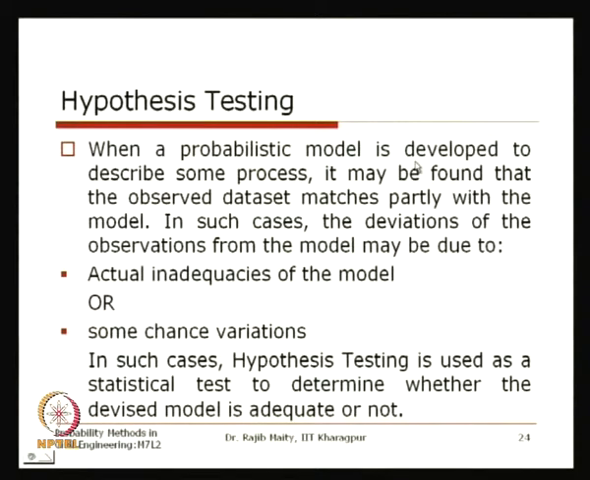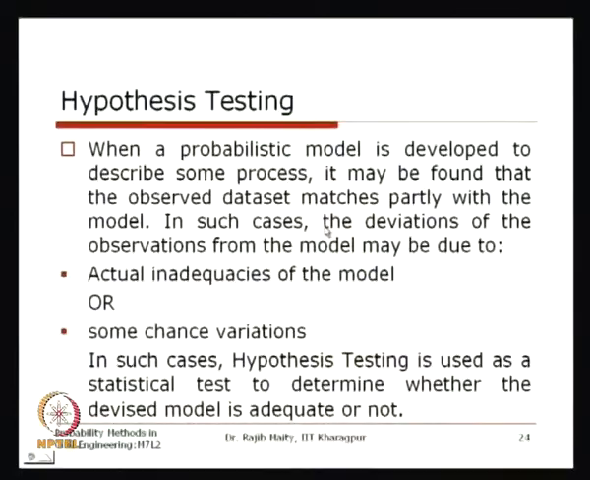For the probabilistic model which we have developed, it may be found that the observed data set matches only partly with the model. In such cases, the deviations of the observations from the model may be due to two causes: one is actual inadequacy of the model, or the other is some chance variation. If we can declare actual inadequacy of the model, then we have to seriously think about changing the model so that we can better explain the process. On the other hand, even though the model is correct, it will never match exactly with the observed data set. That variation is called the chance variation.